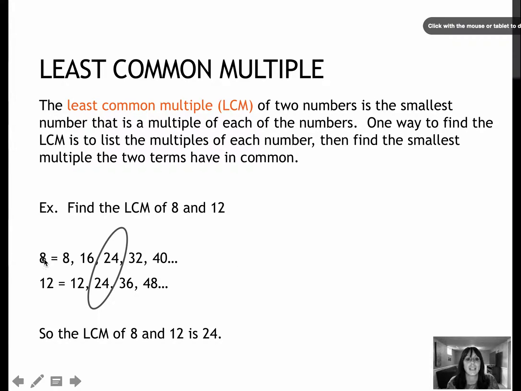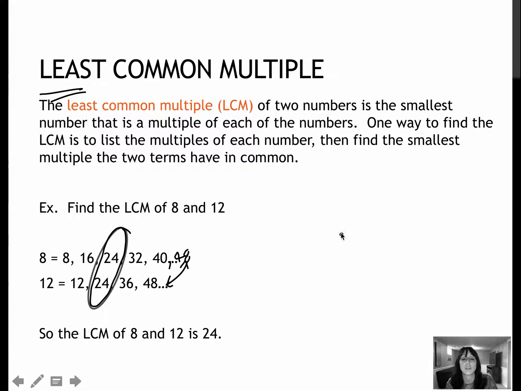One method for finding this is simply to list the multiples of 8, so 8 times 1, times 2, times 3, times 4, etc. And then the same for 12, times 1, times 2, times 3, etc. And I keep going until I find a number that matches. And I'm looking for the smallest number that matches. So if I kept my 8 row going, my next number would be 48, and we can see there would be a 48 on top and on bottom, but I'm looking for the smallest number, so 24 is my value.